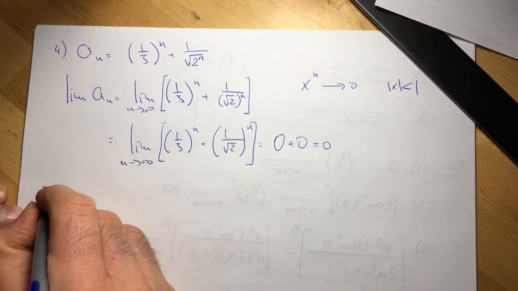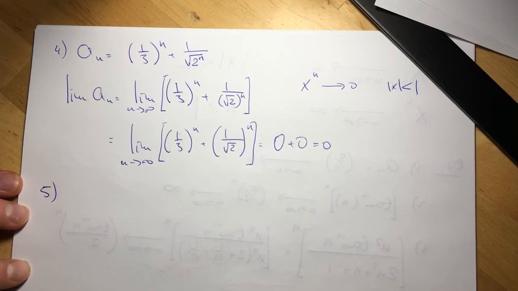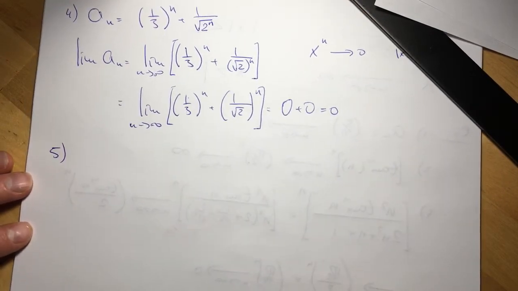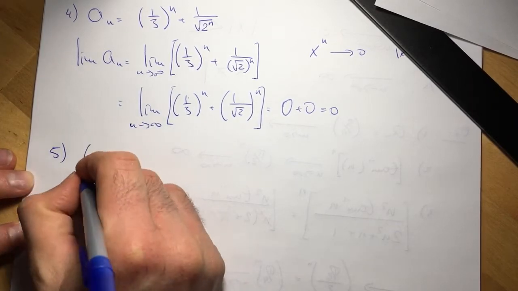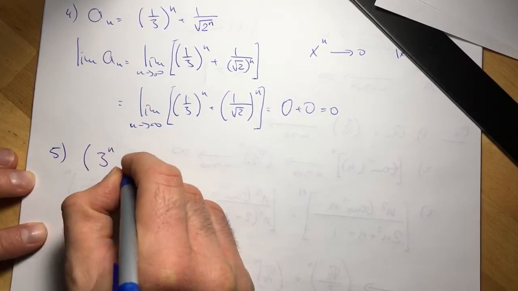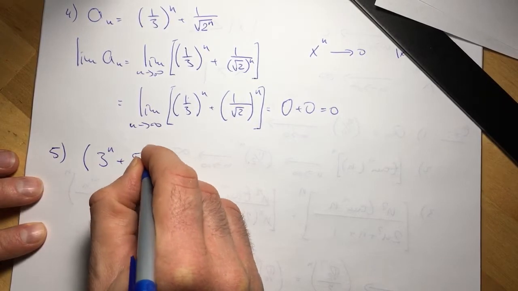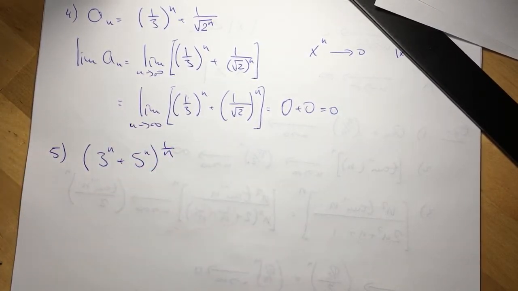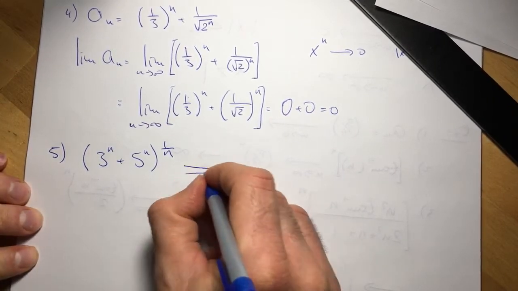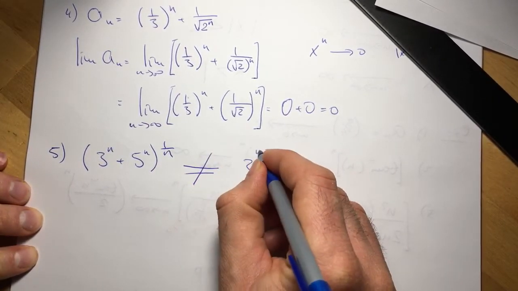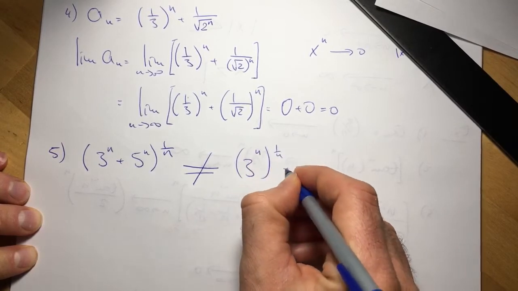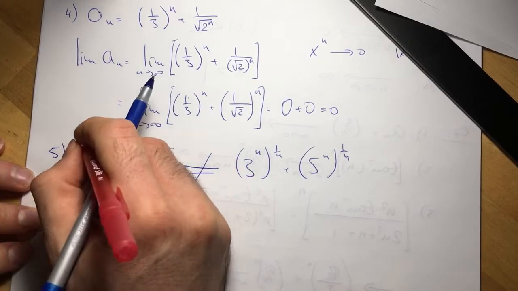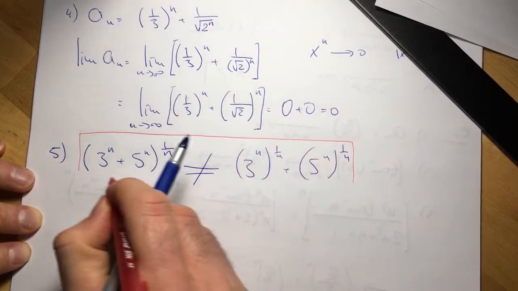And the fifth problem, let's say, hopefully this is making things a little bit more clear. 3 to the power n plus 5 to the power n, all to the power 1 over n. Okay, here you have to be careful. This is not equal to 3 to the power n to the power 1 over n plus 5 to the power n to the power 1 over n. So please be careful about this, okay?